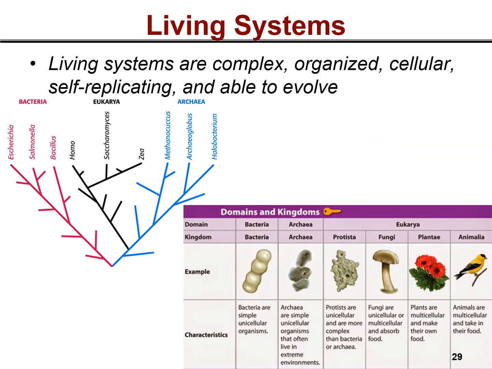Now, we will not spend a whole lot of time looking at the different properties of living systems and living organisms. The three major branches of organismal life are bacteria, eukaryotes, and archaea. Traditionally, it was eukaryotes and prokaryotes, but this is a little bit more accurate of an explanation.